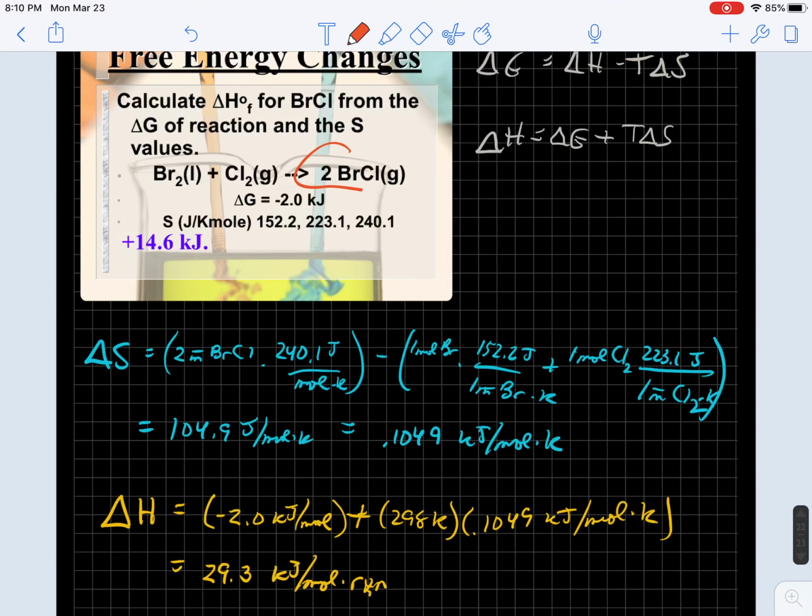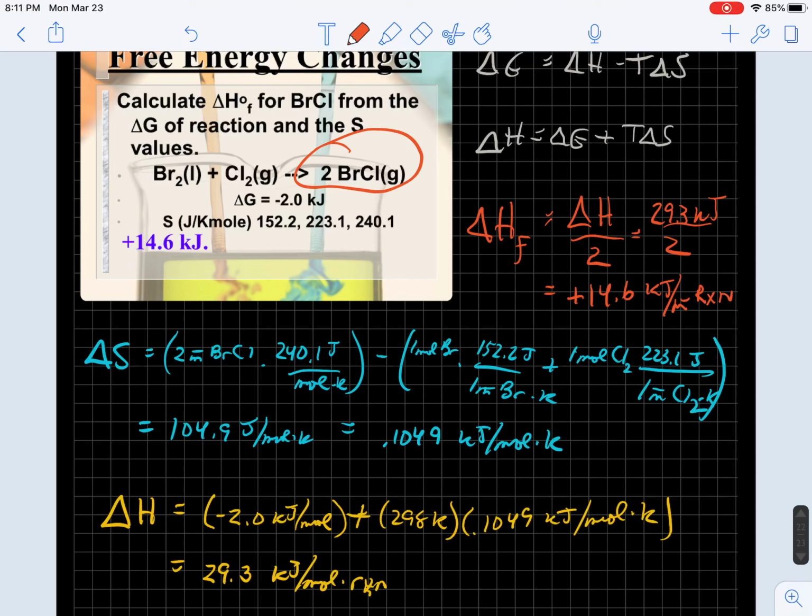For delta H of formation, it's 1 mole of the compound. They gave you the reaction for 2 moles. So delta H of formation is going to be equal to delta H for that reaction divided by 2. And that's where we get our 29.3 kilojoules divided by 2 gives you 14.65, which we round down to the even number. So we get positive 14.6 kilojoules per mole reaction.